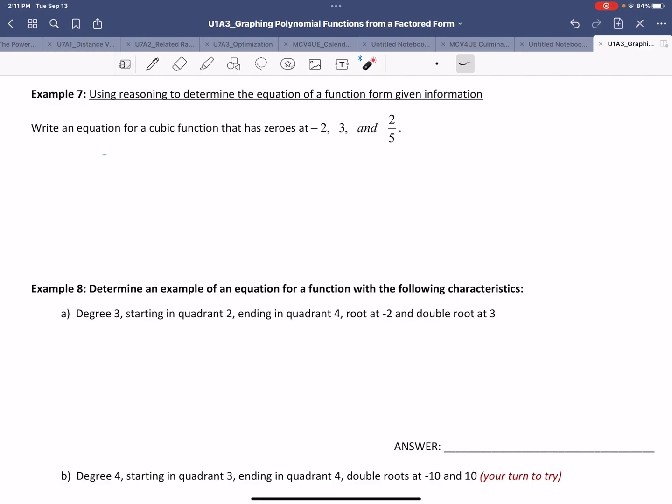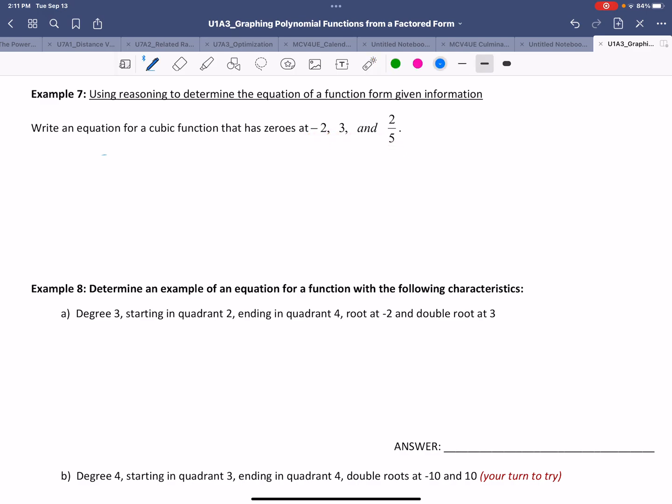Welcome back to lesson U1A3, where we discussed graphing polynomial functions from a factored form. In example number 7, we'll have to use reasoning to determine the equation of a function from given information. So here we have to write the equation for a cubic function that has the zeros at x equals -2, 3, and 2 over 5.